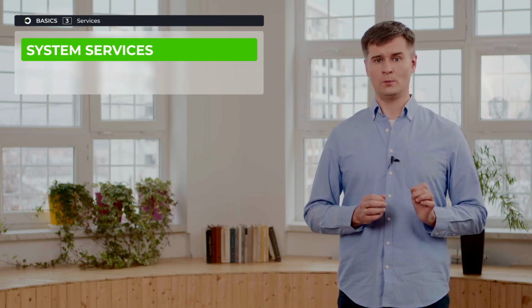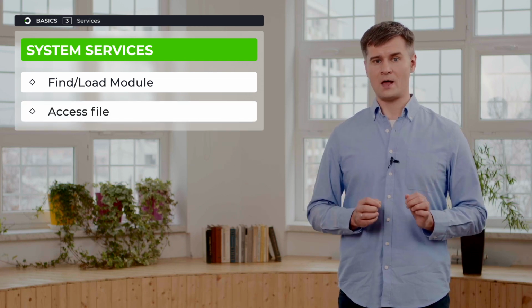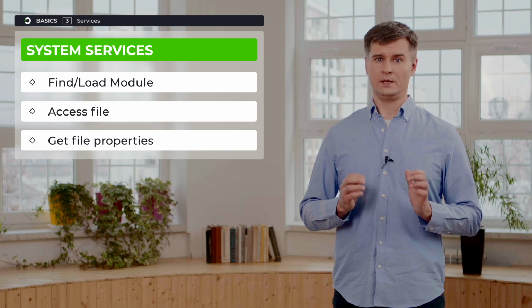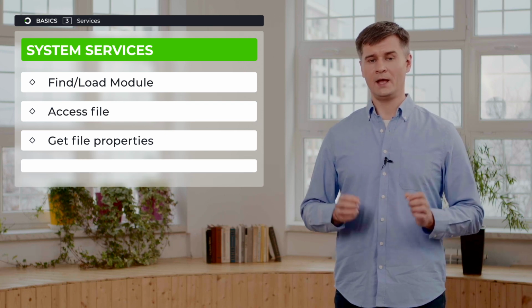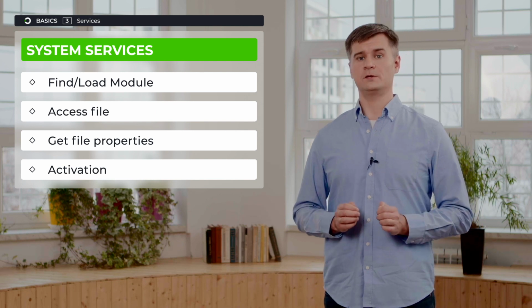System services are in charge of ODA modules loading. They are in charge of the auxiliary files, properties, and processing. And additionally, system services are in charge of the ODA activation procedure.